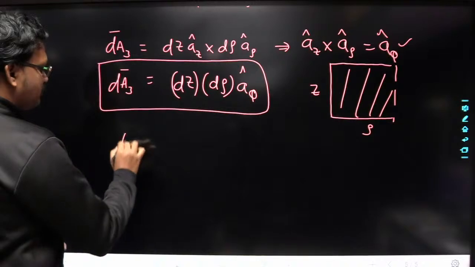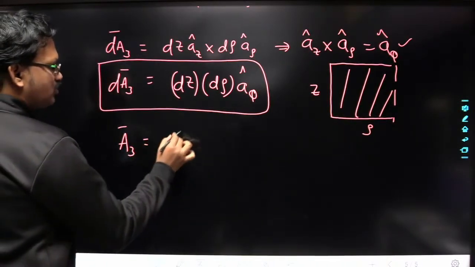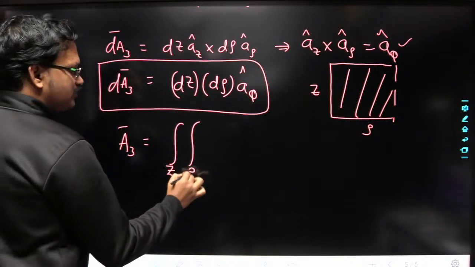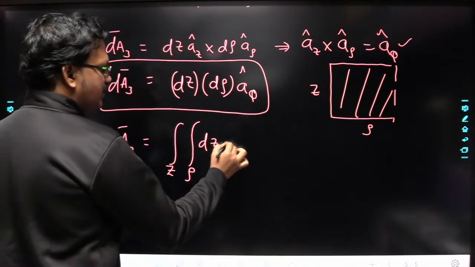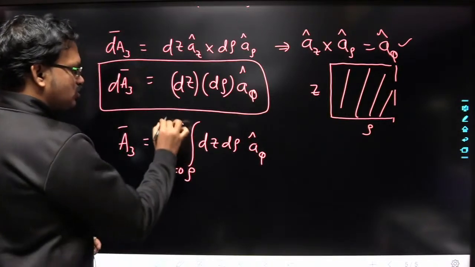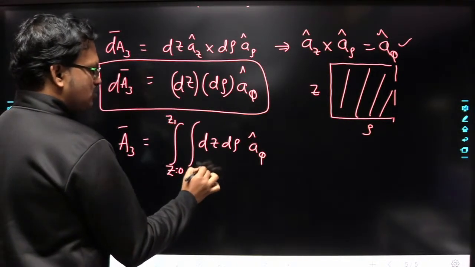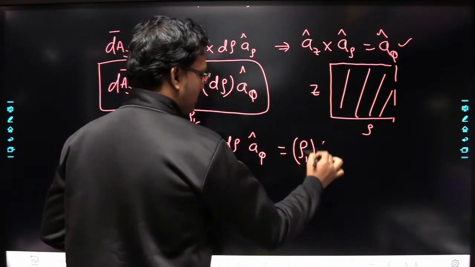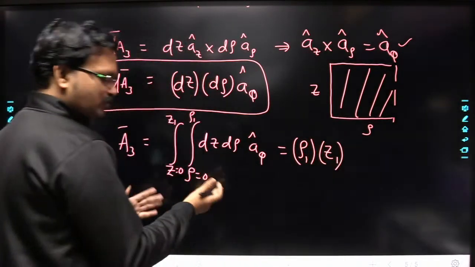So if you want to determine the total surface area, what you have to do? You have to integrate with respect to z and with respect to rho. So dz, d rho, a phi cap. Let us take z equal to 0 to z1, rho equal to 0 to rho 1. So you are going to get rho 1 into z1 here. I am writing directly here. It is very simple.